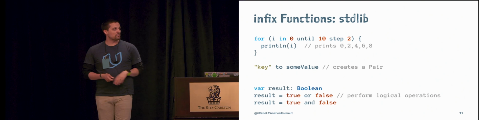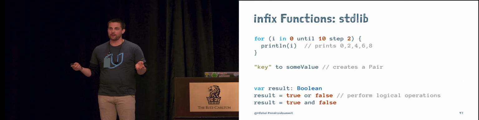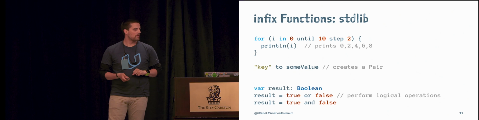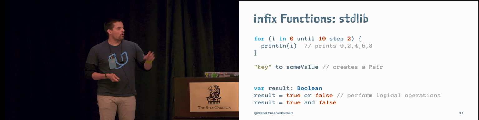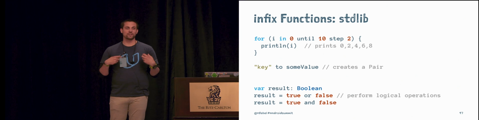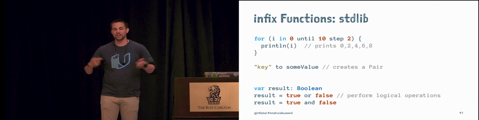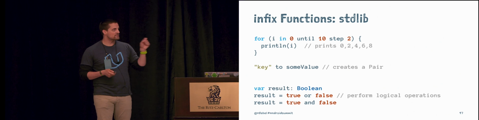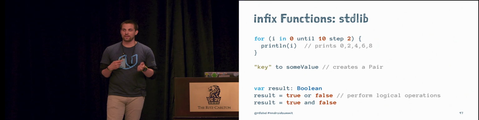Again, another example is to right here, where we can create a pair of the one value with the other. Or we could do them for things like logical operations. So reading things like true or false, true and false. Again, those read much nicer and they match how we are logically thinking about these things. So there's lots of nice little ways we can start to integrate those into our code.